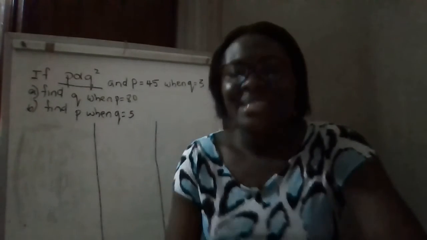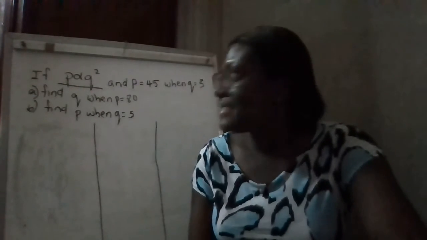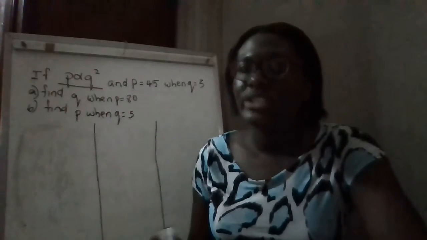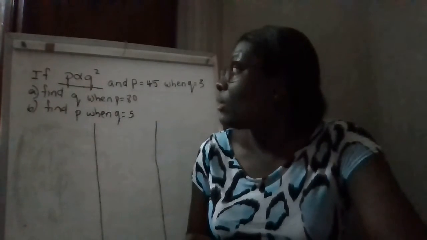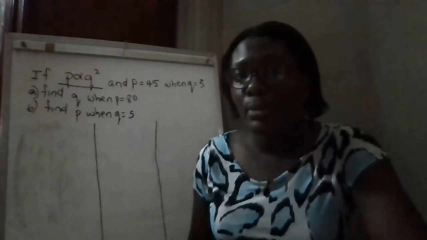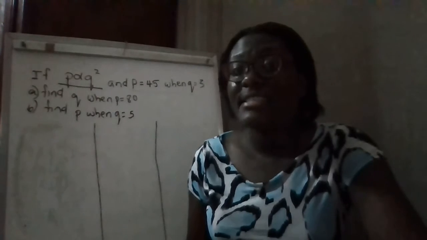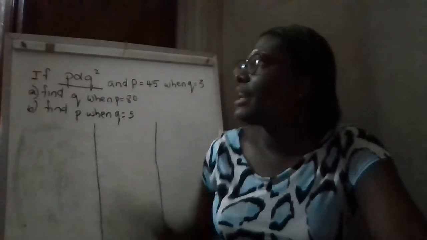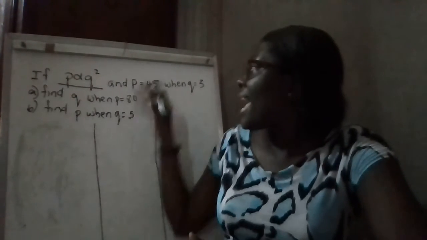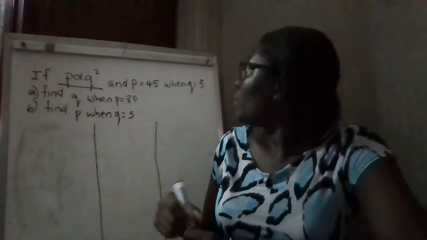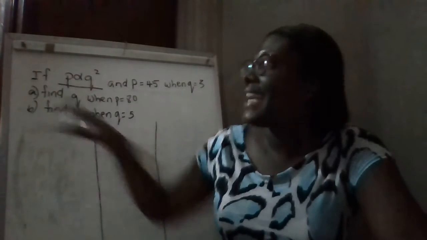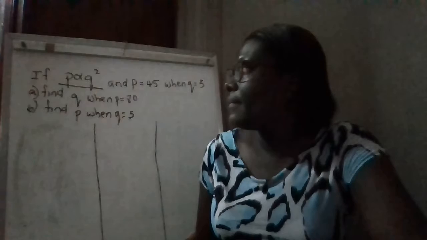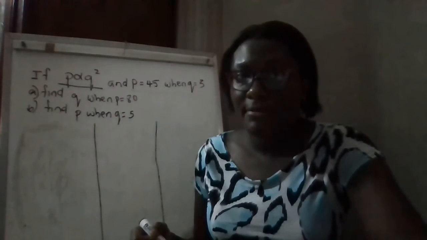Hi guys, so I'm here to help you to solve this question. It says, if P is directly proportional to Q squared, this symbol here means directly proportional to or varies directly as. So we read, if P is directly proportional to Q squared and P is 45 when Q is 3, find A, Q when P is 80 and B, P when Q is 5.